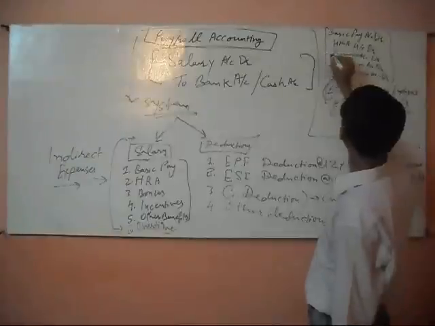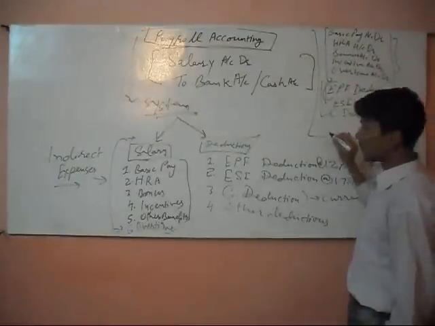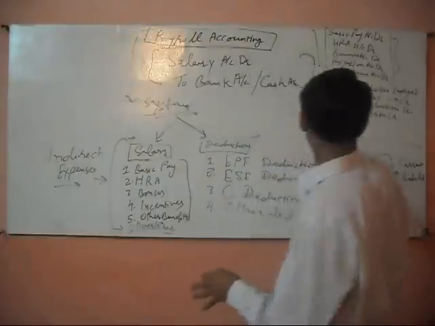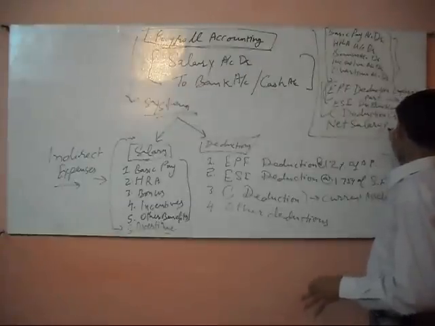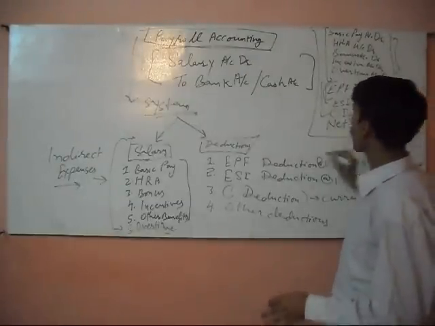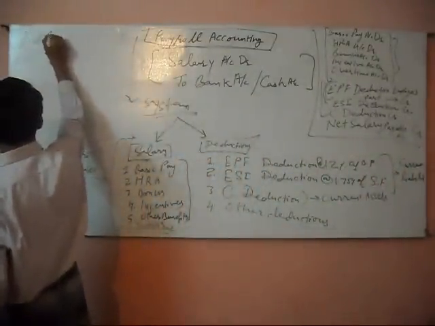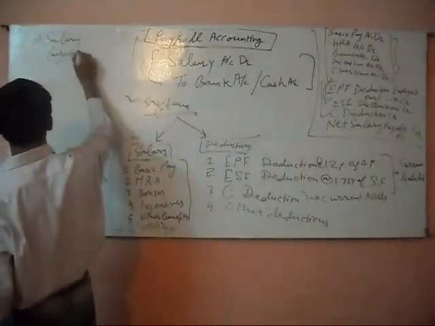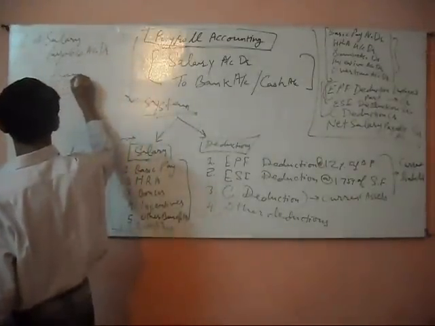Now when we deduct this amount from this, we calculate the net payable amount to the employee, or net salary payable account credit. Now we will pay the employees: net salary payable account debit to bank account.